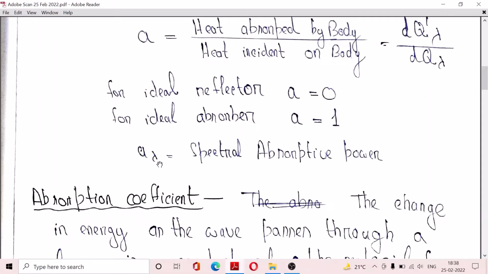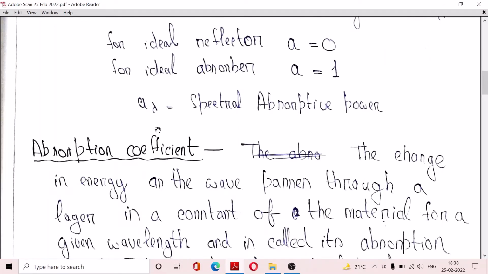Here, when we write lambda, it means that for this calculation, lambda is constant. We write the same thing like in partial derivatives.